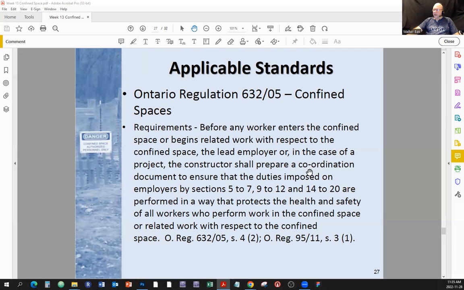So, prepare a coordination document to ensure that the duties imposed on the employers by the sections, and there are more sections here, are performed in a way that protects the health and safety of all workers who perform the work in the confined space or related work with respect to the confined space. All right, so here's kind of like a lawyer's reading.